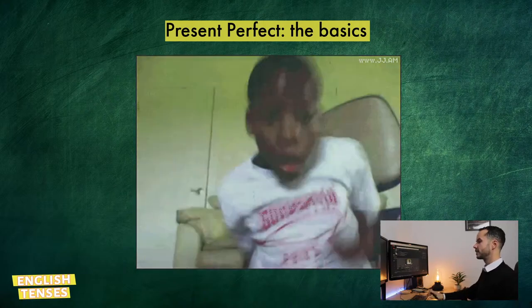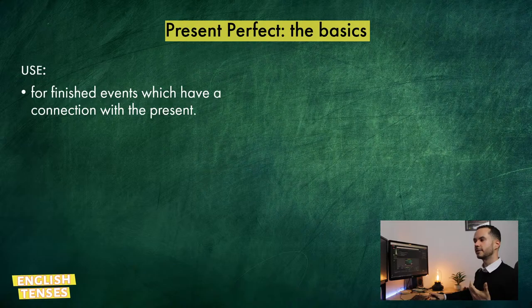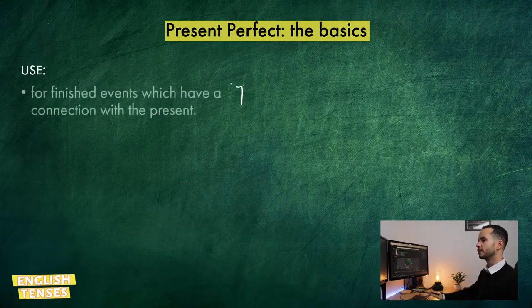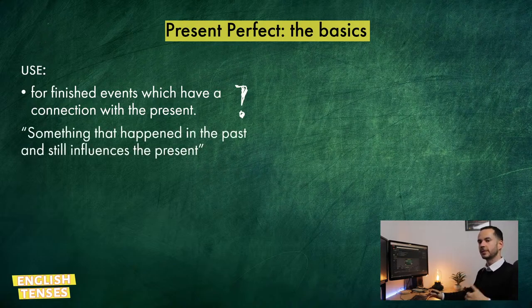So some of the basics of present perfect are, we use present perfect for finished events which have a connection with the present. And that's the most important thing to remember. There is a connection with the present. And that connection with the present is what distinguishes present perfect from other tenses, right? It's something that started in the past and still influences the present. That's also a phrase I would use when talking about present perfect.